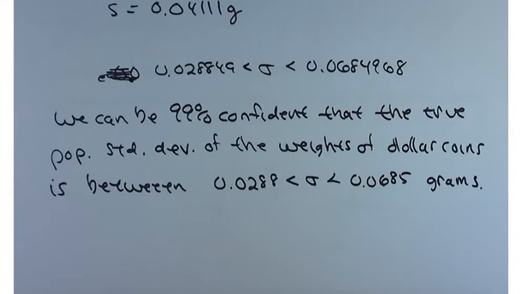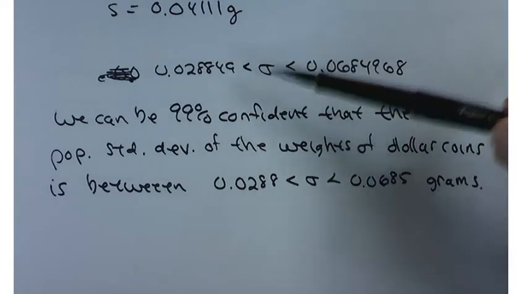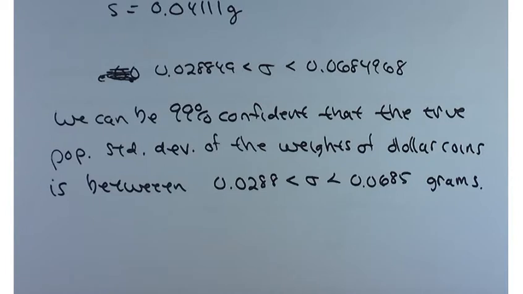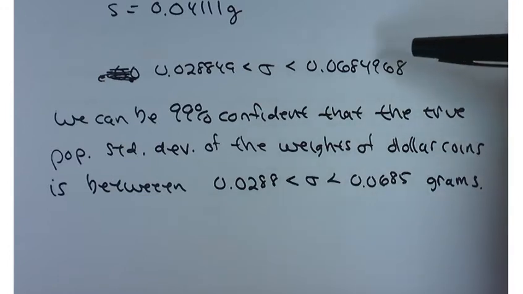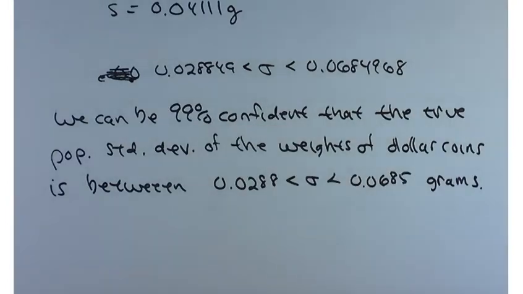They also gave output for a confidence interval for the population variance, which is just the square of all these numbers. The problem with using the variance is that it's not in the same units as our original data. Our original data is in grams. The variance would be in grams squared, which doesn't seem to make a whole lot of sense. So it made more sense to me to use population standard deviation.